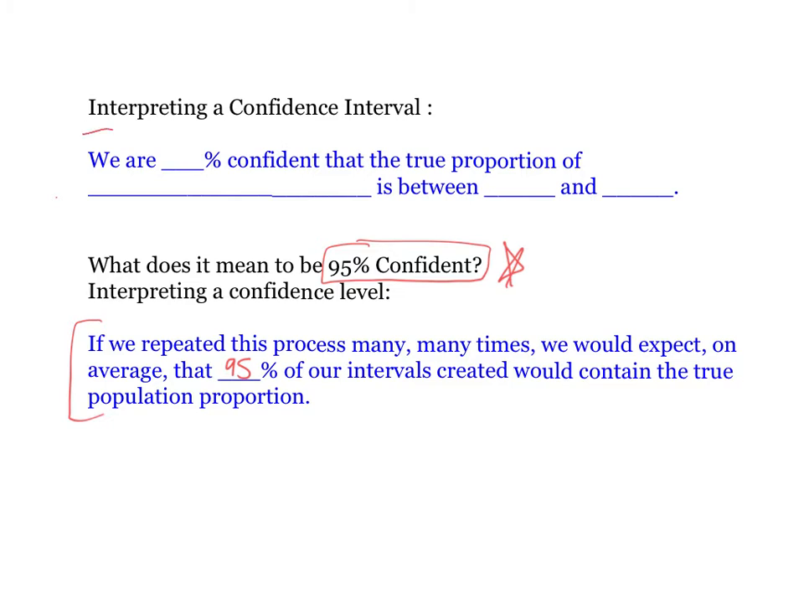So these are two statements that you need to memorize. Interpreting a confidence interval: we're something percent confident that the true proportion of blank is between blank and blank. And what does it mean to be 95% confident? It means if you repeat this process many, many times, we'd expect on average that percentage of our intervals created would contain the true population proportion. On the AP exam, you will most likely be asked one of these two questions, and you will have to write it out. So you need to be confident in writing these two phrases. And we'll practice it a bunch.